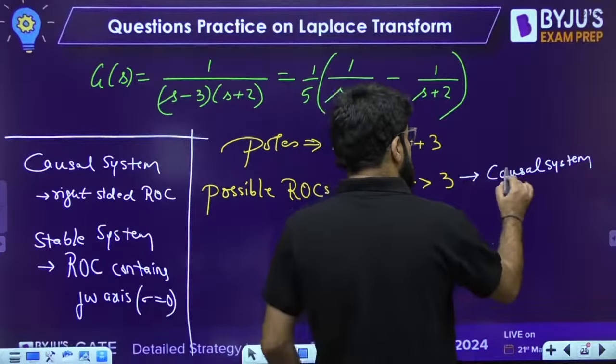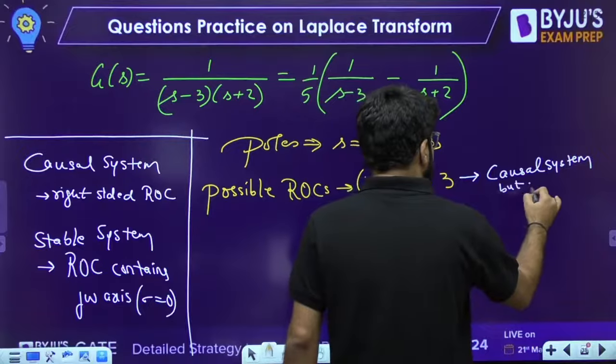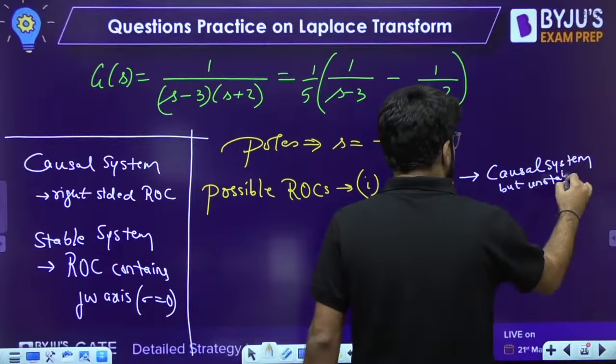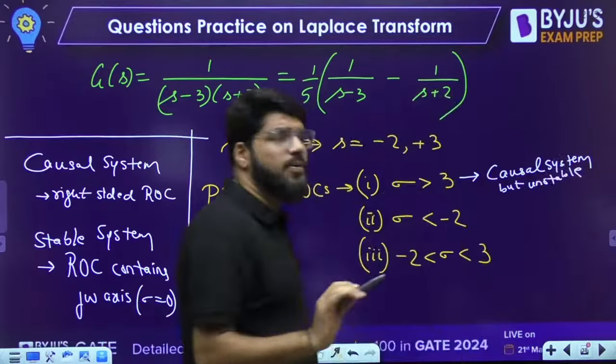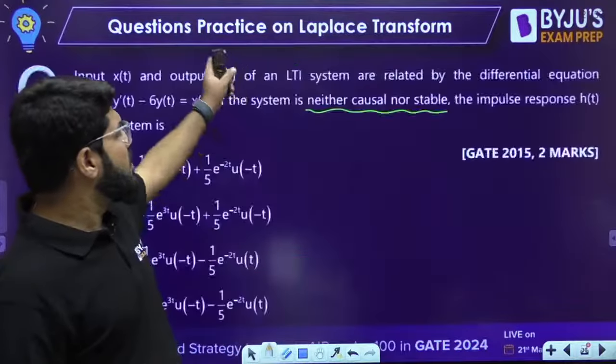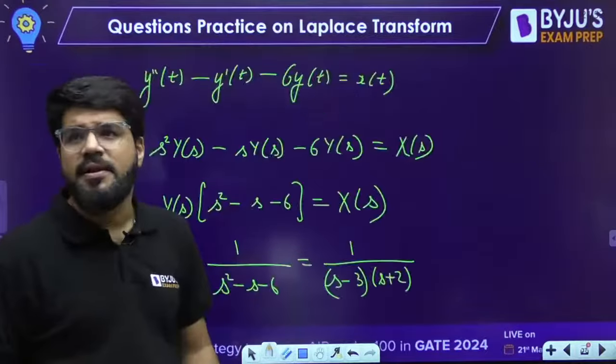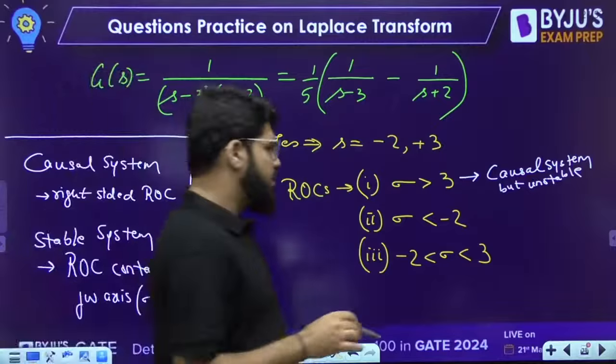So here the system is causal, okay, but unstable, because sigma cannot be 0. It is greater than 3, so sigma equal to 0 is not included. But what I want in the question is a system neither causal nor stable.